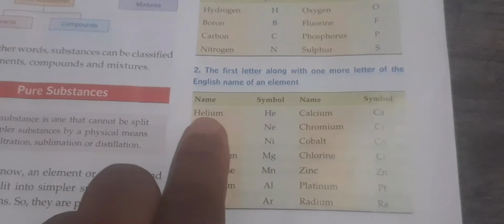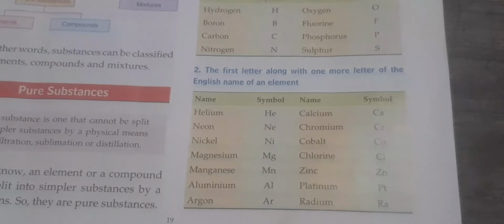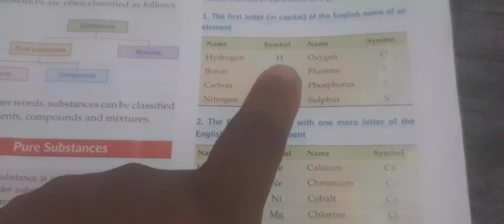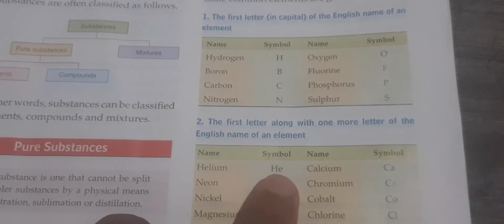Like helium. It has H and E. So, if an element has a symbol of 2 letters, in that case the first letter will be capital and the second letter will be small. This is how we represent them. Why is there a need for 2 letters? Now, check here, hydrogen is there, right? Already H has been given. So, if I talk about helium, can I represent it with H?